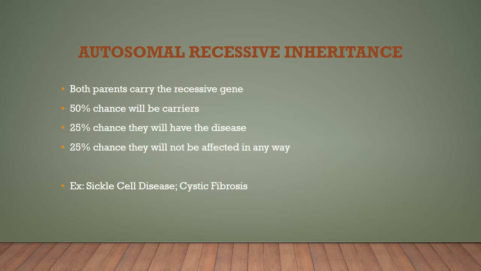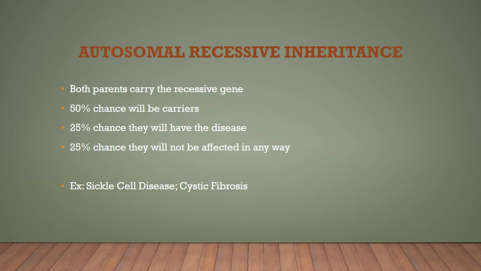The next type is the autosomal recessive inheritance. That's, if you remember from biology, where you have tiny x's and big X's basically. This is where both parents carry that recessive, the tiny x gene. They carry the recessive gene, and this is going to give you the 50-25-25 chance. There's a 50% chance those children of those parents will be carriers. They will have that recessive gene in their genetic makeup. There's a 25% chance that they will have the actual disease.